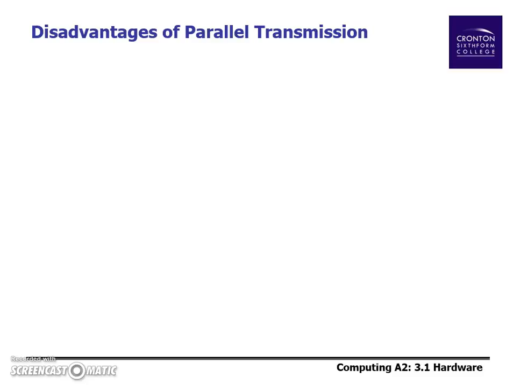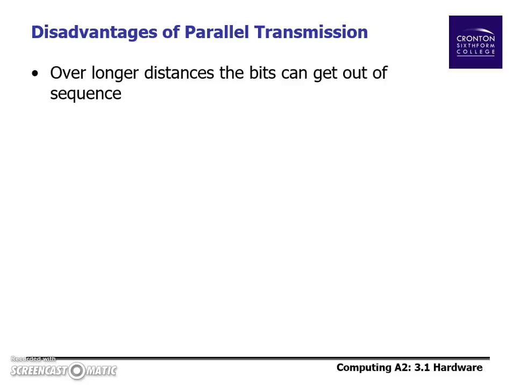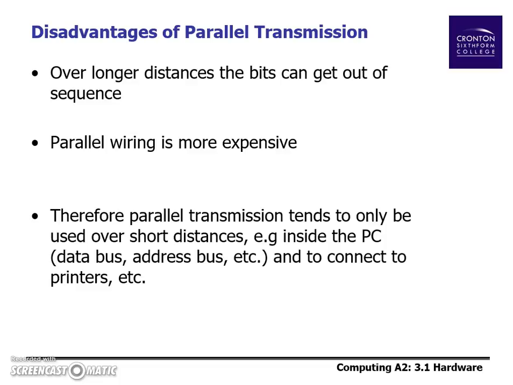Okay, so the disadvantages of parallel transmission are that over longer distances, the bits can get out of sequence. Parallel wiring is more expensive, therefore parallel transmission tends only to be used over short distances, for example, inside the PC, the data bus, the address bus, and so on, and to connect printers and other peripherals that are close by.